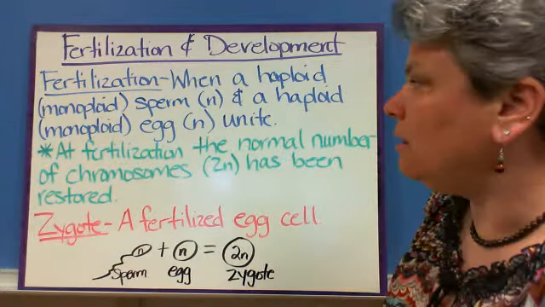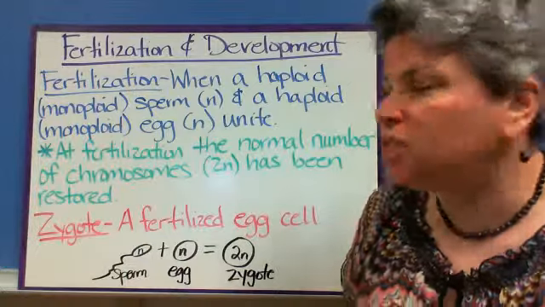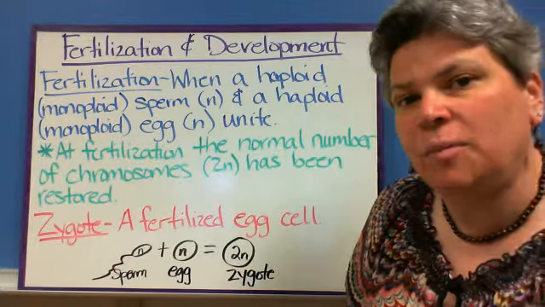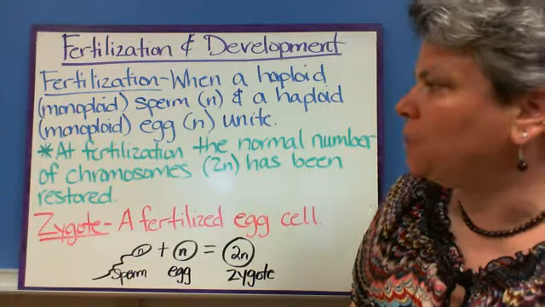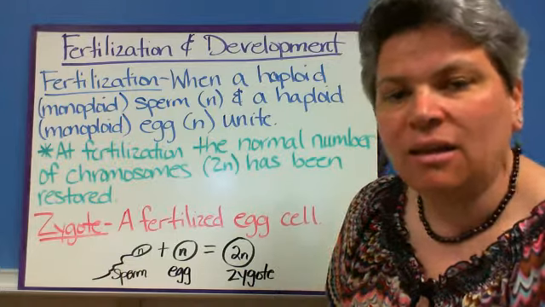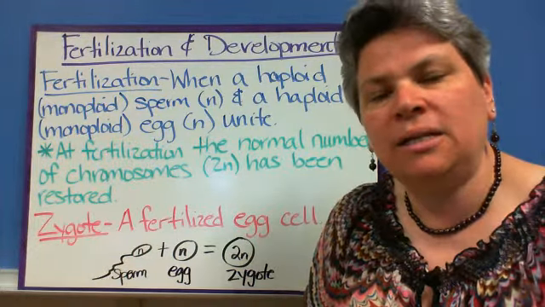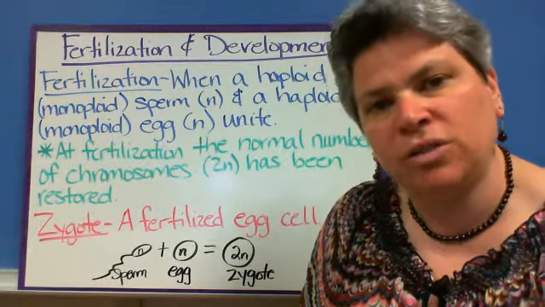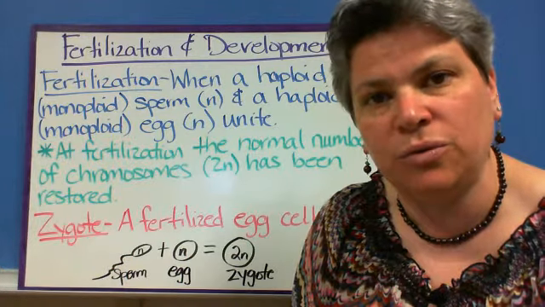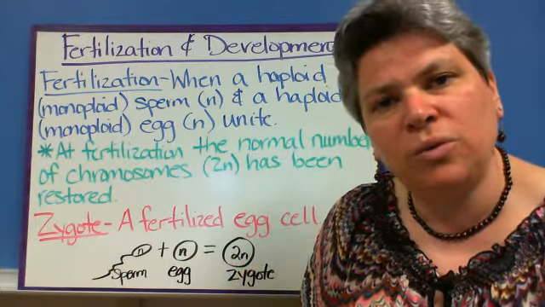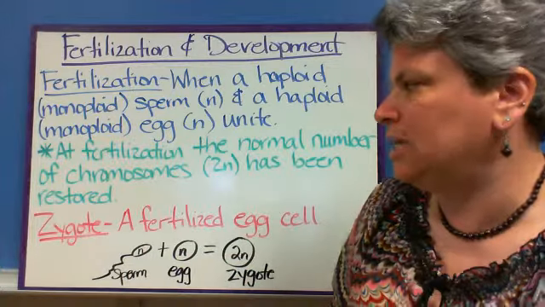Fertilization is when a haploid or monoploid sperm that has the N number of chromosomes and a haploid or monoploid egg that has the N number of chromosomes unite. And remember, unite means that they're coming together. And the other word that you'll see for coming together is to fuse. So when the egg and the sperm fuse together, they call that process fertilization.